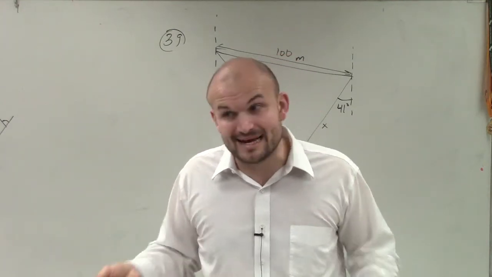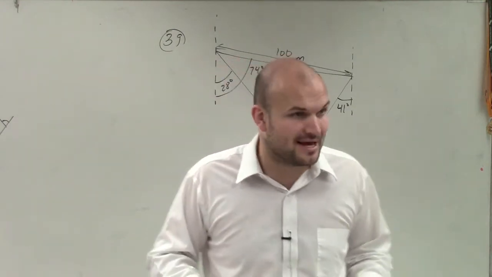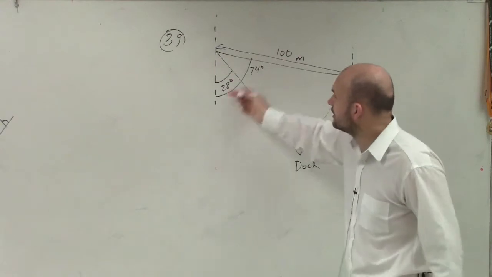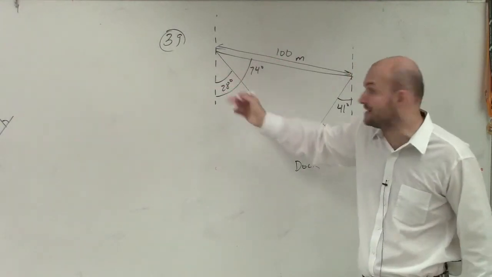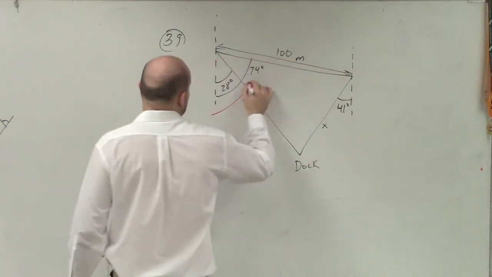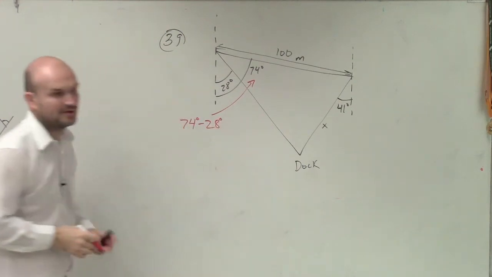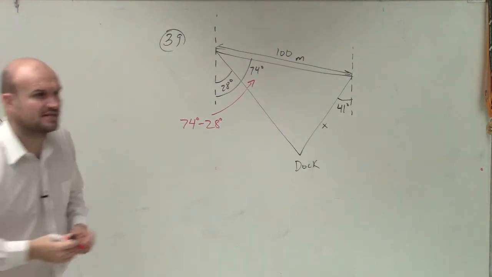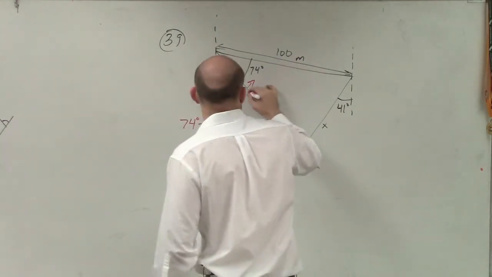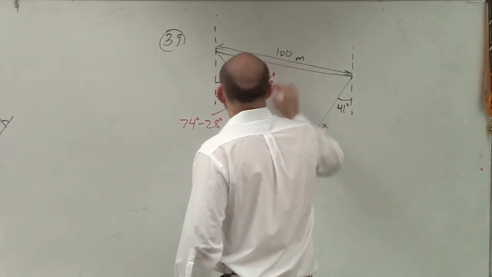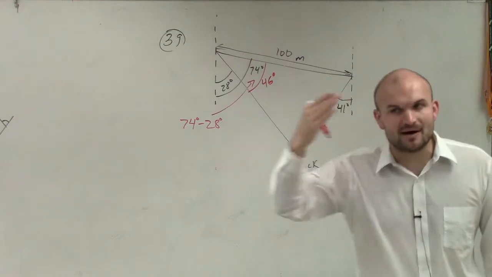So we need to know as many angles and sides as we possibly can. So if I know that this whole angle is 74 and this is 28, I can now say that this would be 74 degrees minus 28 degrees. Would everybody agree with that? Which it is 46, right? OK, 46 degrees.